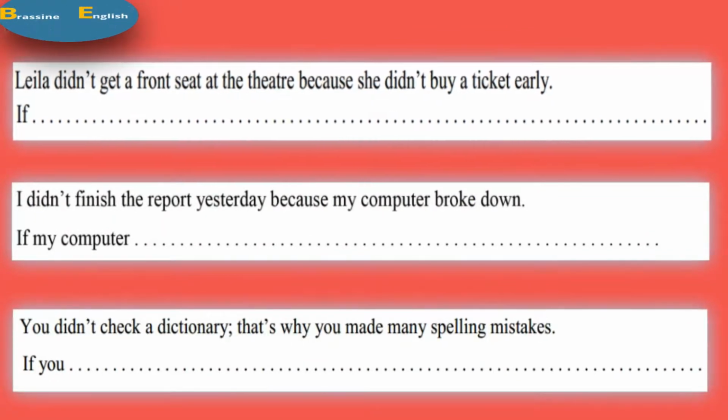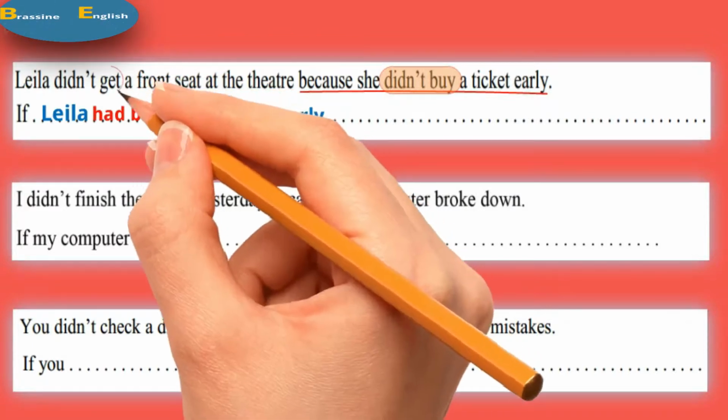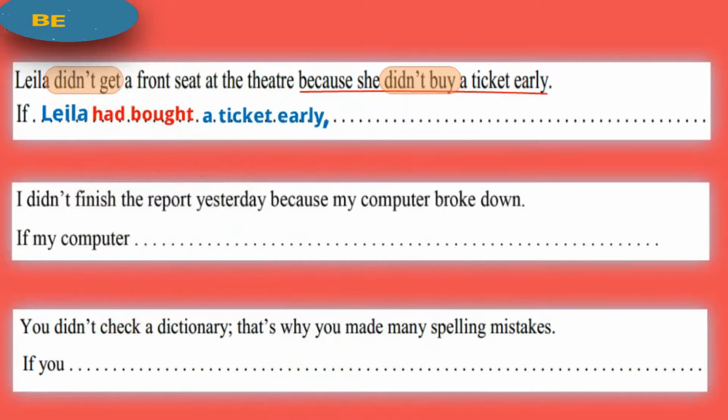Okay, so let's start with the example number 1. Layla didn't get a front seat at the theater because she didn't buy a ticket early. Because she didn't buy a ticket early is the cause again. Didn't buy is the verb and it's negative. Okay, so we're going to say if Layla had bought a ticket early. Okay, and then in the other one we have didn't get is negative, so we need to put positive. So she would have got a front seat at the theater. Okay, let's go to example number 2.